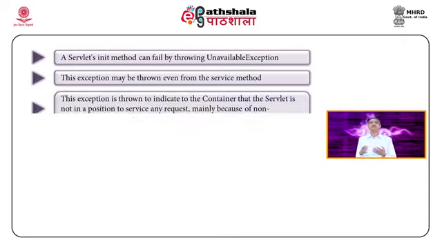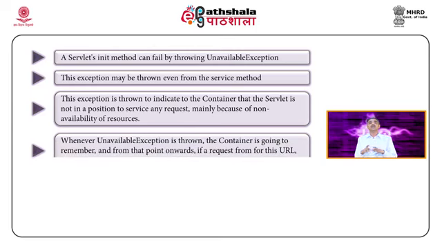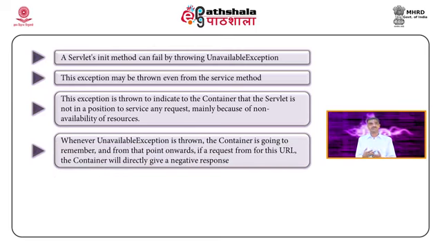Even from within the service method, at any moment there can be a failure where the servlet feels that, no, I can no longer give any service. So, whenever the servlet feels that this URL cannot be serviced further, it would throw unavailable exception. Whenever unavailable exception is thrown, the container is going to remember this, and from that point onwards, if any request comes for this particular URL, it is handled at the container level itself. The container has to give the appropriate negative response, saying this particular service is no longer available.